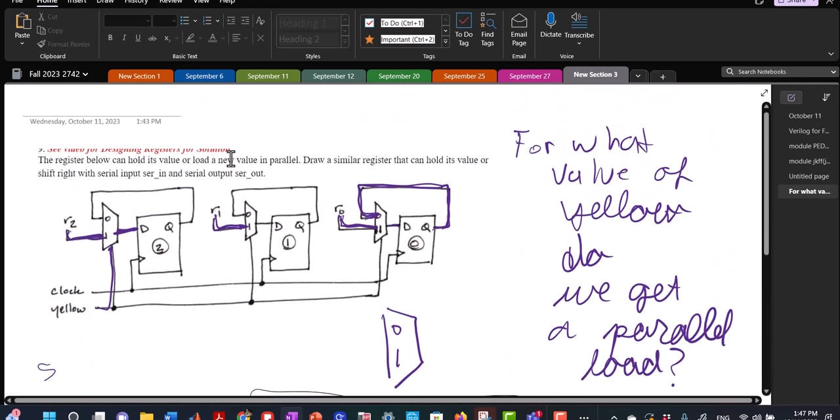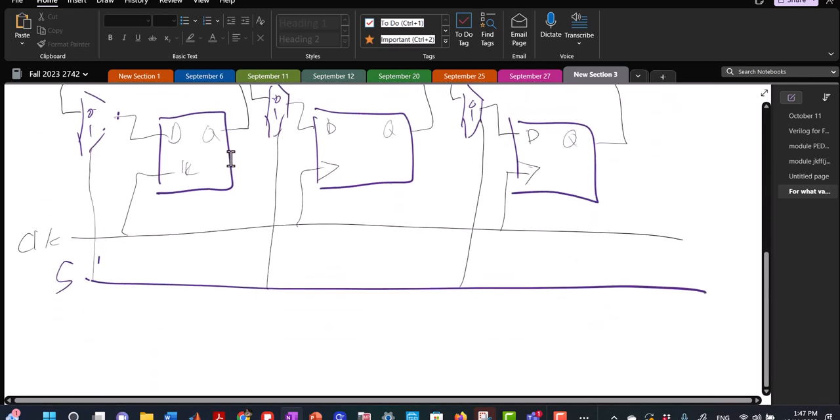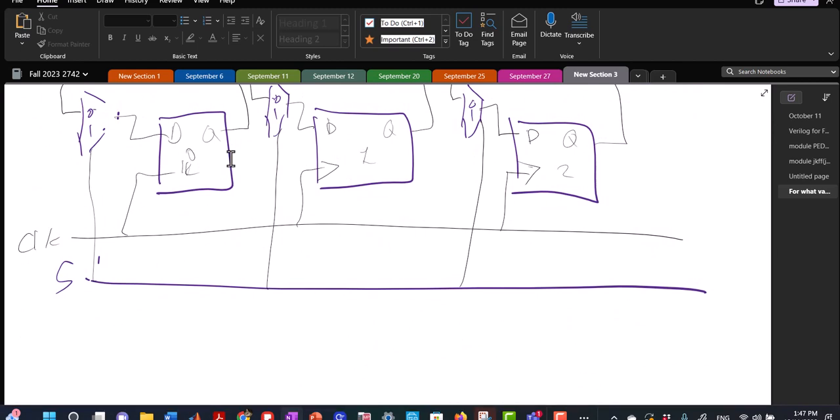Now it says shift right. So if this is 0, 1, and 2, shift right means the output from this flip-flop becomes the input for the one to its right. And it's shift and not rotate. So serial in is a variable, and serial in will come here, and serial out is going to be the output from the last one.